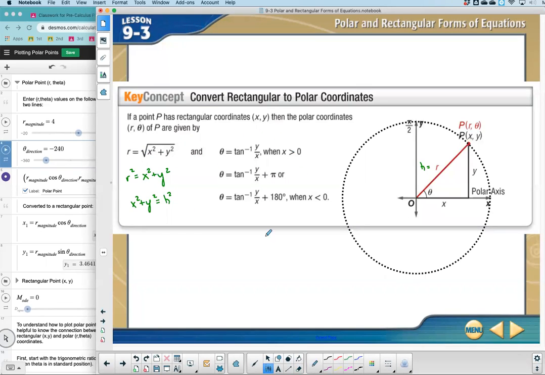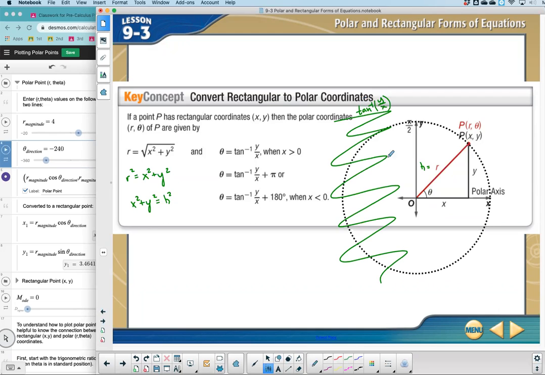Now, what about the angle? If you remember in your calculator, the calculator inverse tangent does not give you any values over here. Tangent inverse of y over x will not give you a value over here. So what do you do if your angle needs to be on the left side of the graph? Well, you either add 180 degrees or pi, depending on if you're in radians or degrees. So that's how you make up for it if you have an angle that's supposed to be in the second or third quadrant. And that's what this is telling you over here.